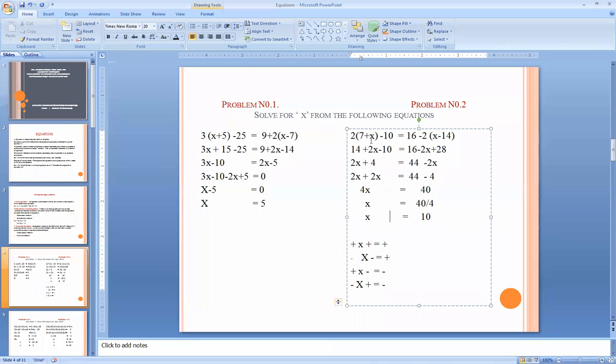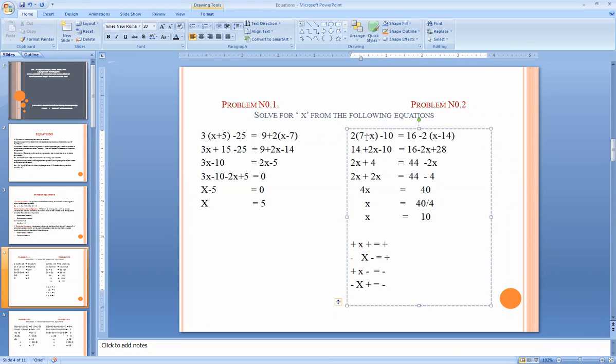Let us see the second question here. 2 into bracket 7 plus x, bracket is closed, minus 10 equals 16 minus 2 into bracket x minus 14, we have closed the bracket. Now in the next step, the bracket has to be opened after multiplying the values which are in front of the bracket. If there is no number in front of the bracket, you should understand it is nothing but 1. Right? Now there is 2, plus into plus is plus, both are plus values. 2 into 7 is 14. Again plus 2, and again with the sign, first you should multiply the signs, then the numbers.